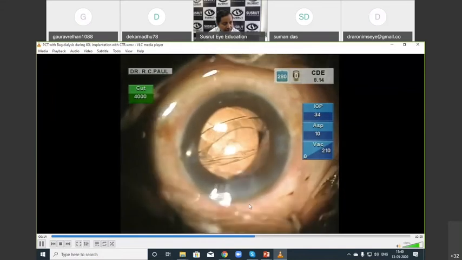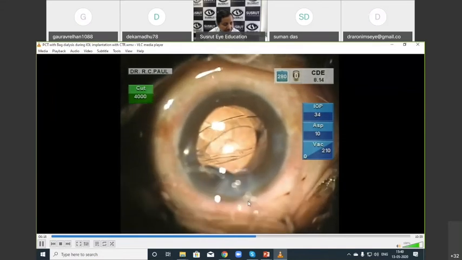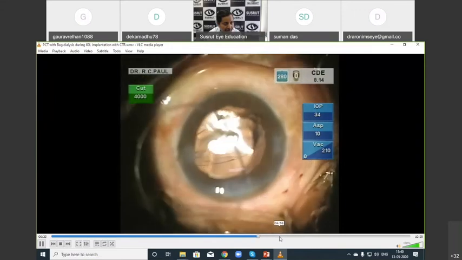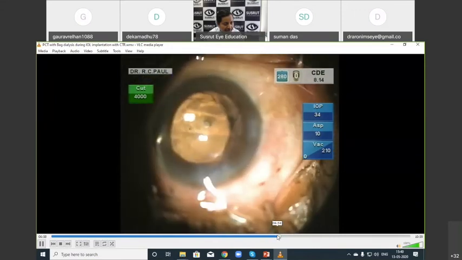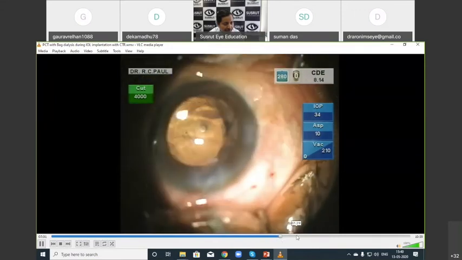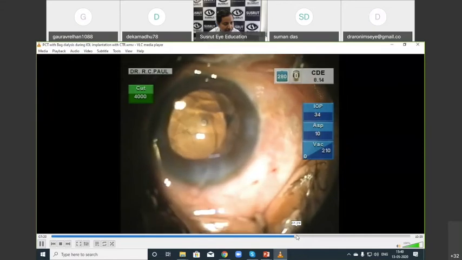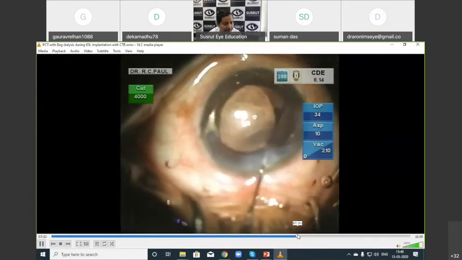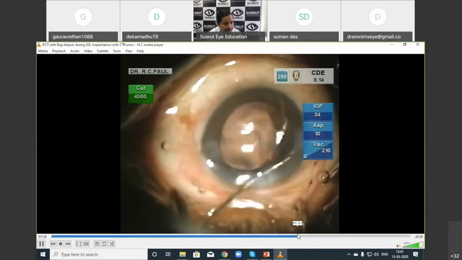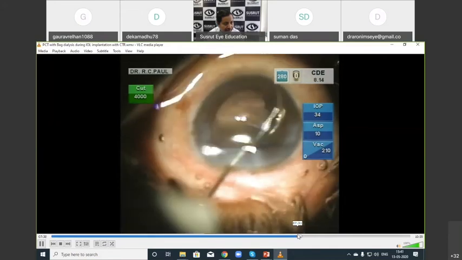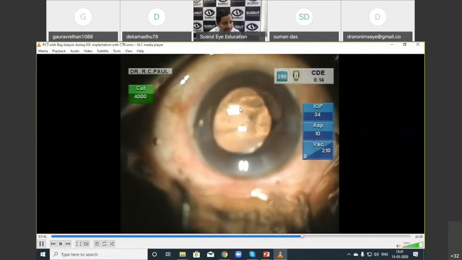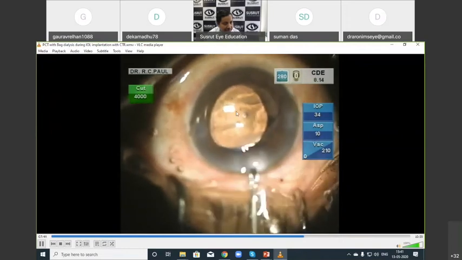Here is the importance of the capsule tension ring. So once the capsule tension ring is placed, I am just going a little bit fast. Now the bag is stabilized by the CTR. You can see it has gone to this place.